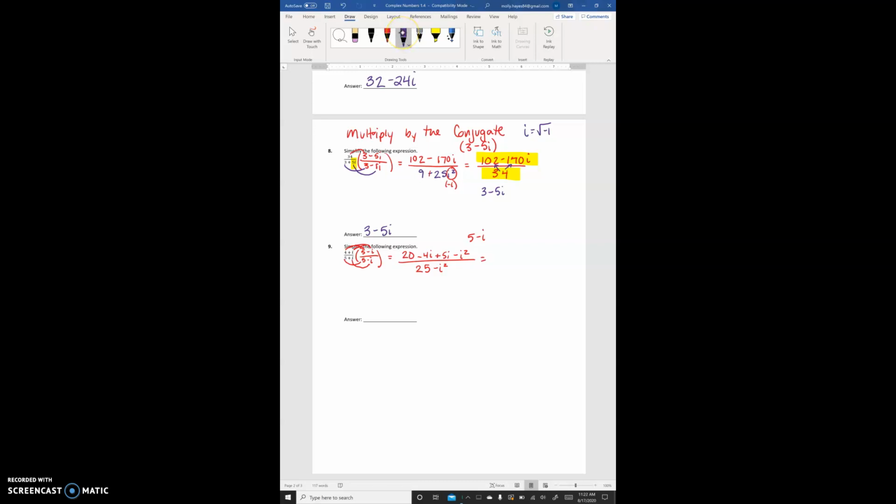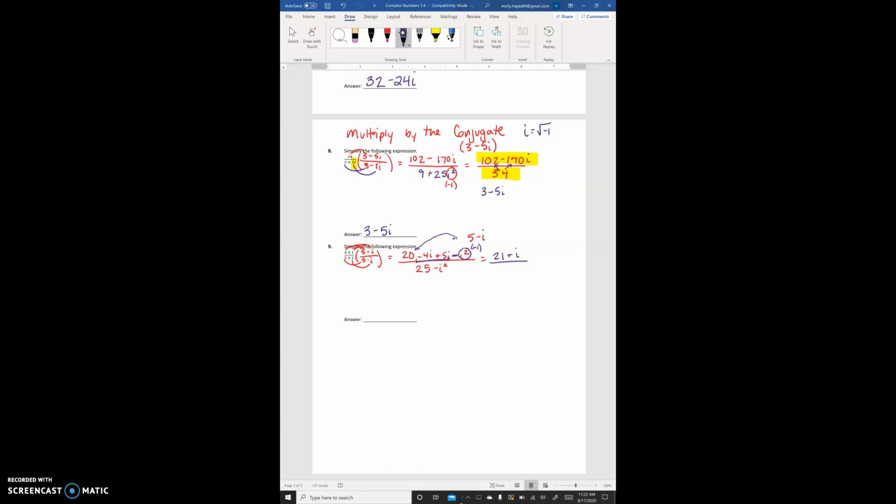So in the numerator, let's clean this up. So i squared becomes negative 1. Negative 1 becomes plus 1. So I'm going to add that to 20. So I have 21 there. Then I have negative 4i plus 5i, so that'll be a plus 1i.